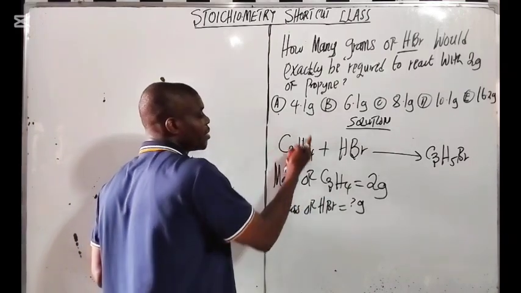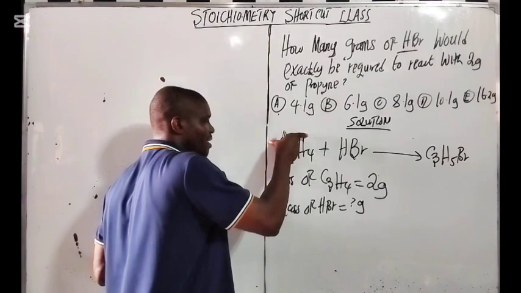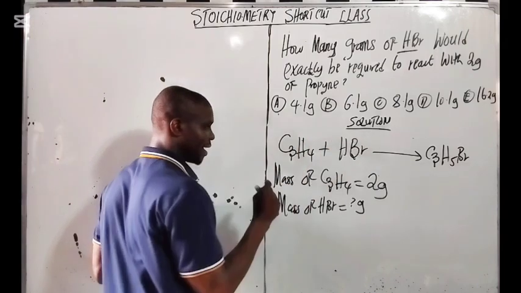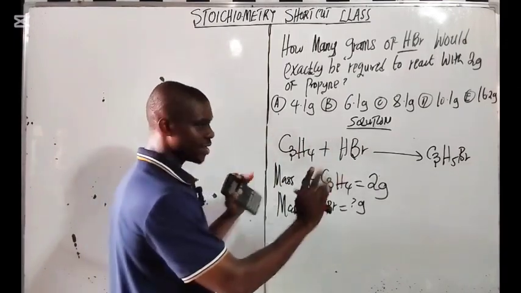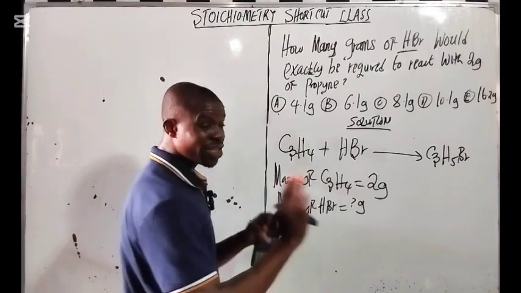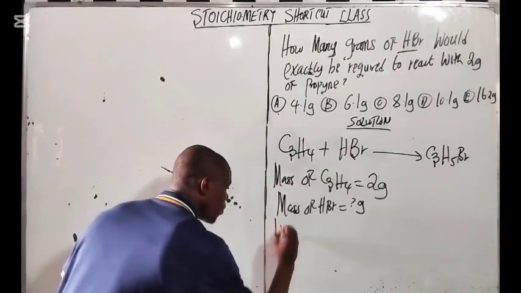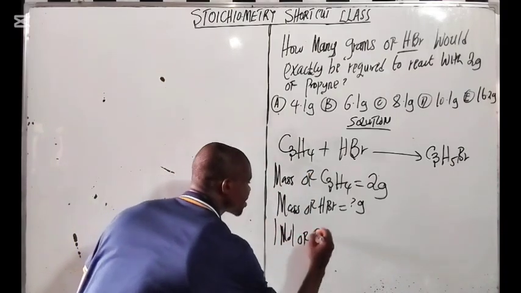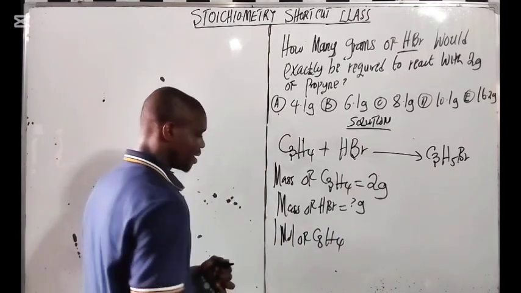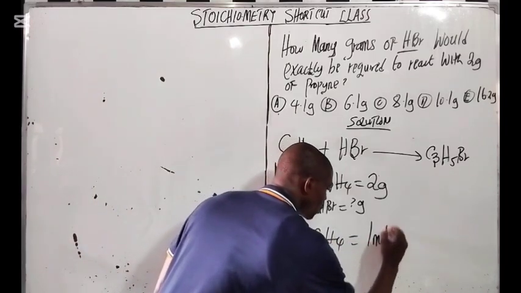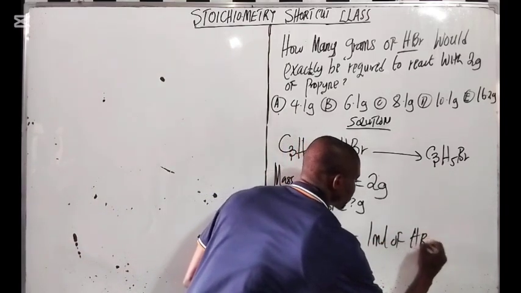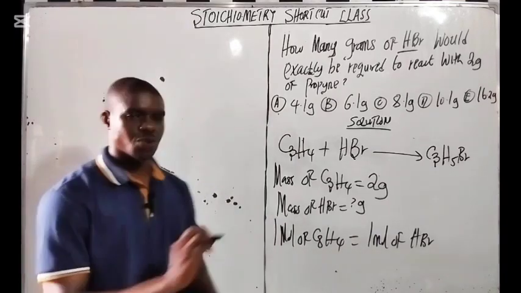We have to get the relationship of the mass of this one here to the mass of this one here. Remember, the mole is very easy. 1 mole of C3H4 is equal to 1 mole of HBr. Do you see that? But we're not using the mole.